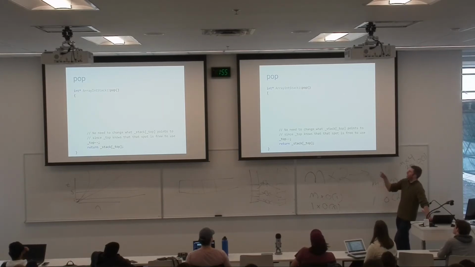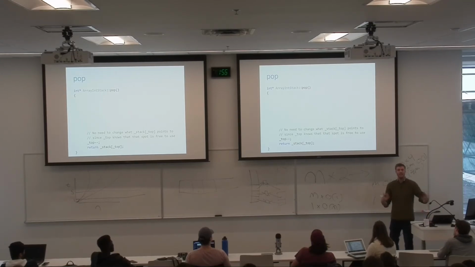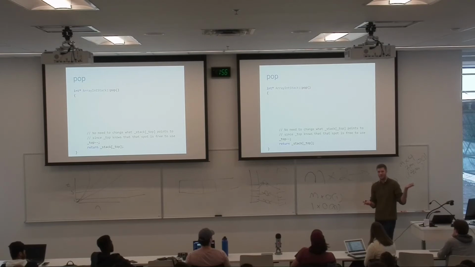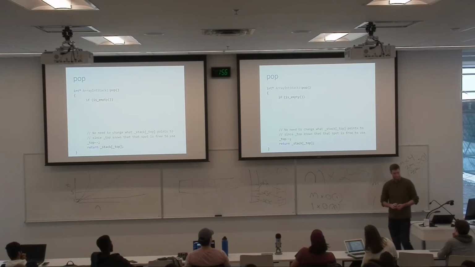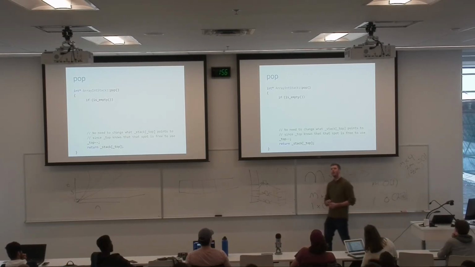Okay, so if top is 10, what does top become? 9. Then we return stack at location 9, which is conveniently, right? And then conveniently, top is now also holding on to the next available spot, because we just ditched 9. Right? So it's empty. Isn't that cool? Now, we have to ask ourselves a question. What do we do if we try to pop from an empty stack?